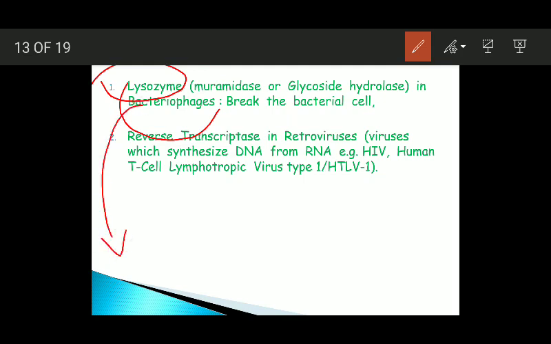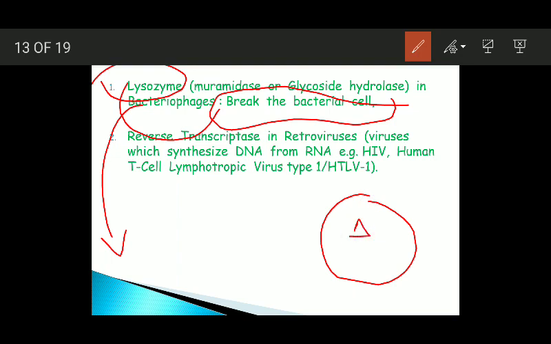Bacteriophages are those viruses which infect bacterial cells and lead to their lysis, which causes the death of bacterial cells. These enzymes break down the bacterial cell wall. For example, this is a bacteriophage inside a bacterial cell. It releases the enzyme lysozyme, and this enzyme is effective against the cell wall. It breaks down the cell wall of the bacterial cell, and these viruses come out.